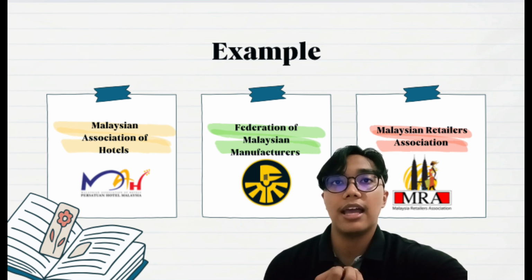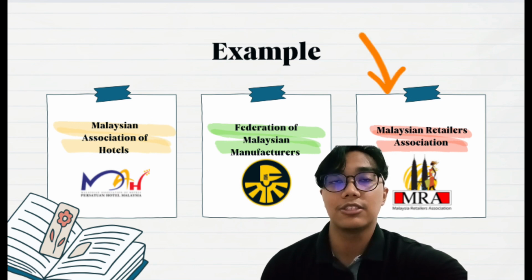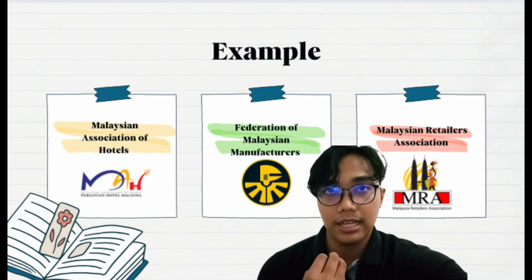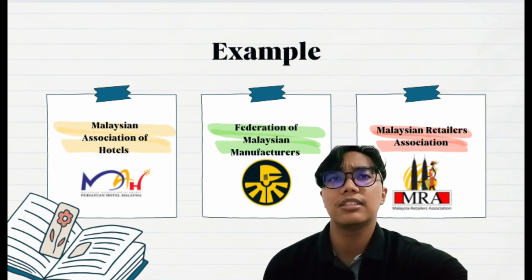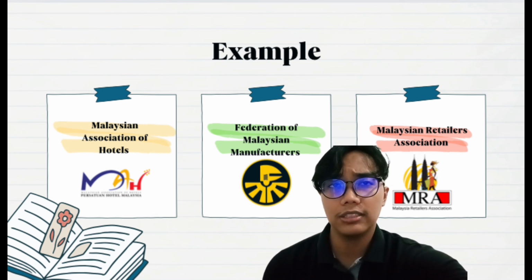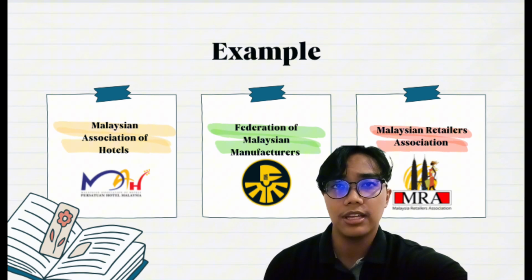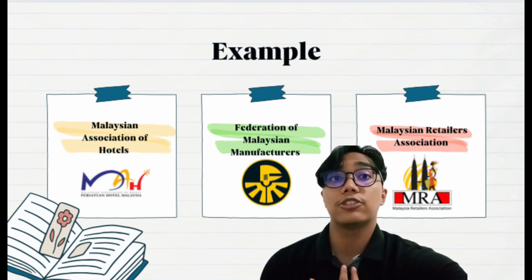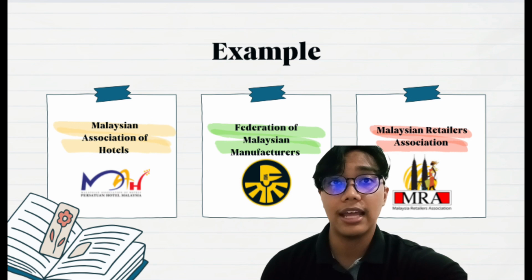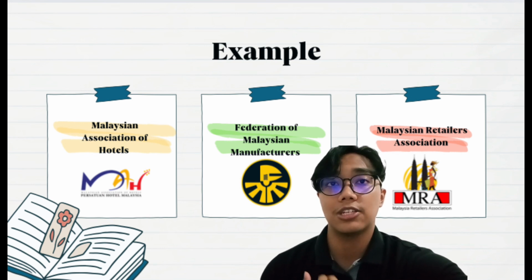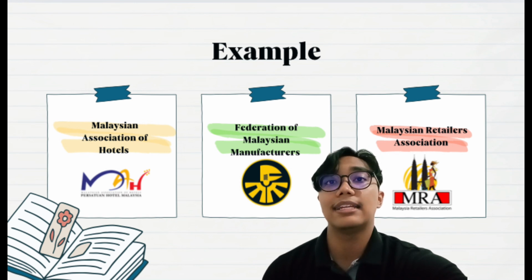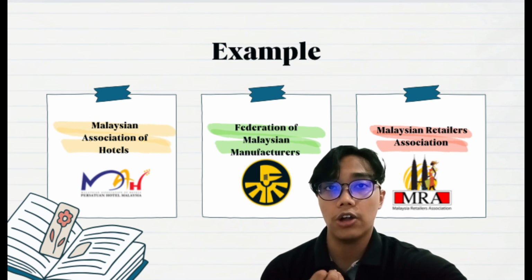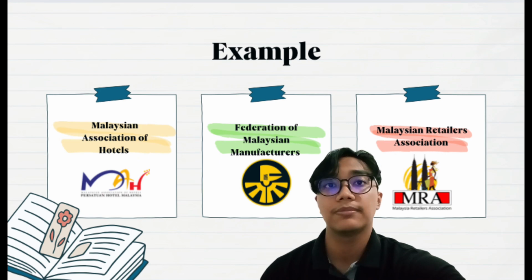The third one and the final one is the Malaysian Retailers Association. They represent retailers across various segments including fashion, electronics and grocery stores in Malaysia. It works to promote the interests of retailers, provides training and development programs for retail professionals, organizes industry events and seminars, and engages in advocacy on retail-related policies.